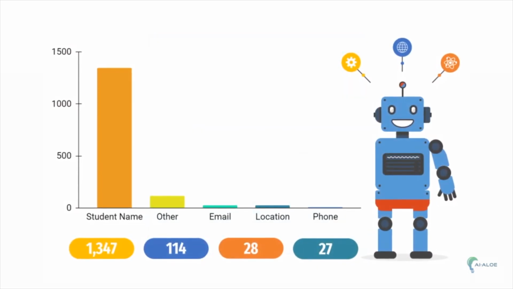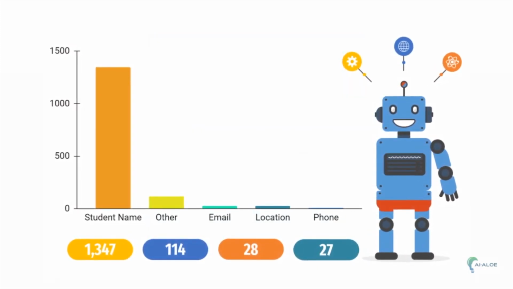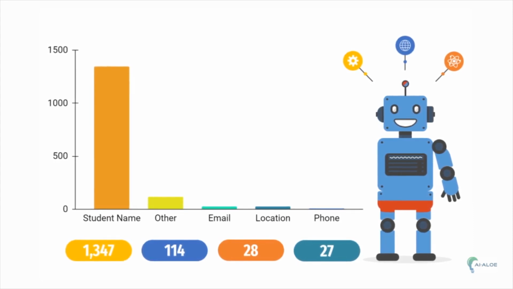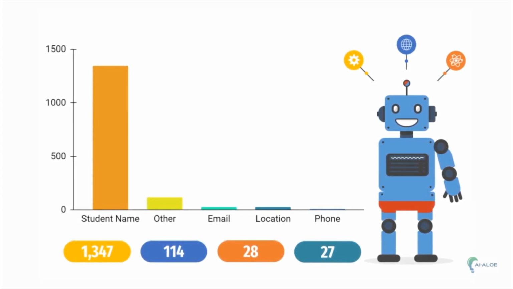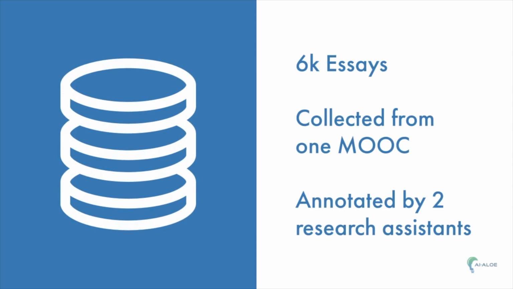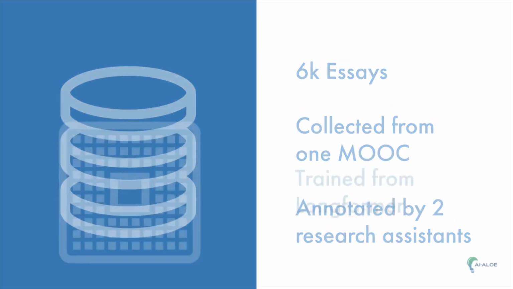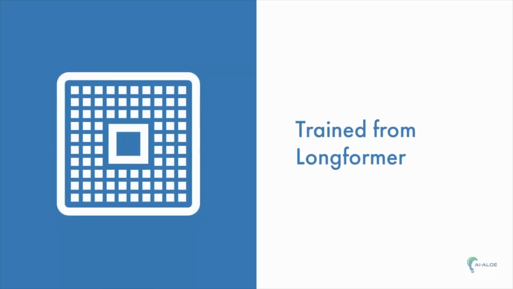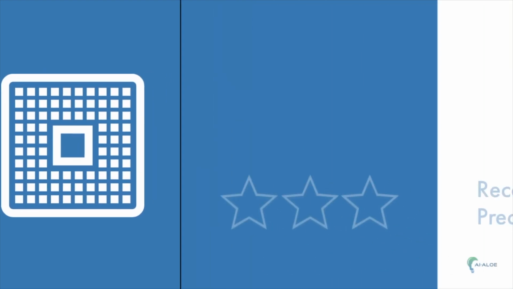Student names are the most common form of identifying information in student writing and one of the most difficult to annotate. To tackle this problem, we collected 6,000 essays from a massively open online course and annotated them for student names. This model was also trained from Longformer using Spacy.